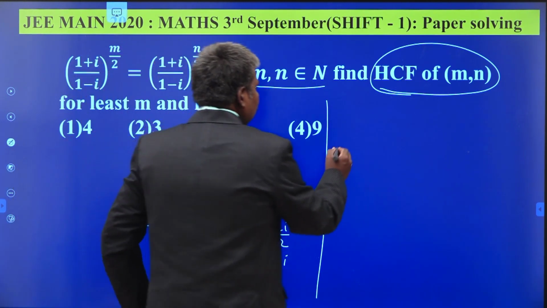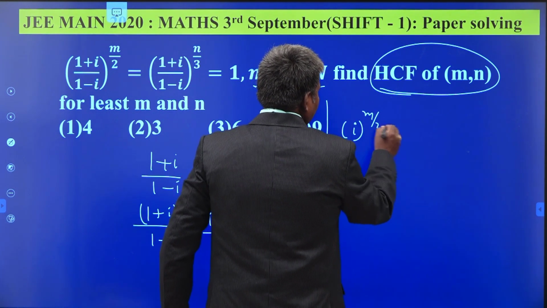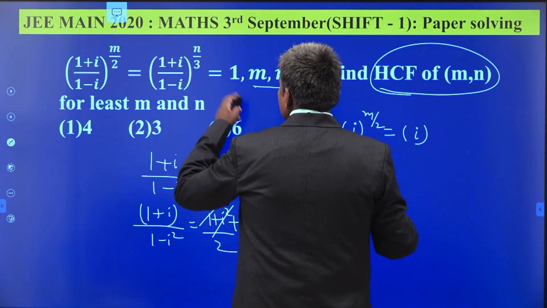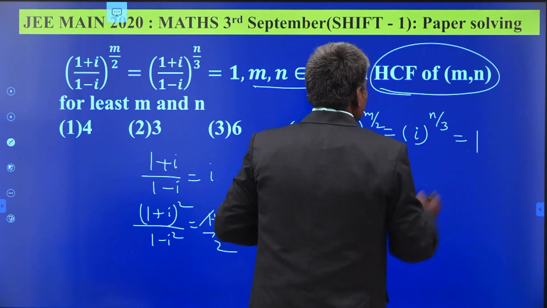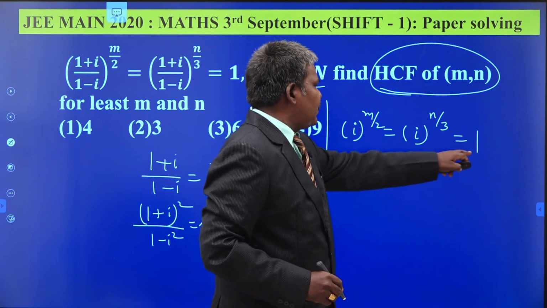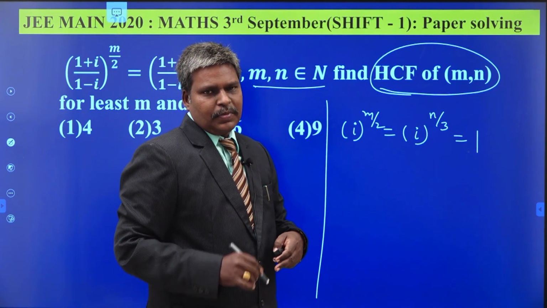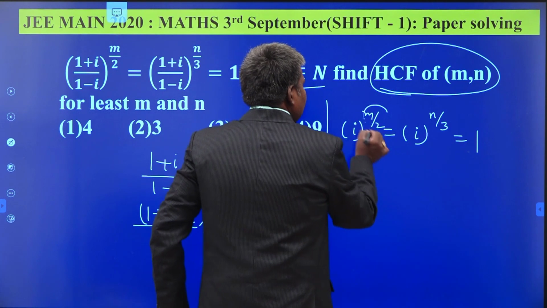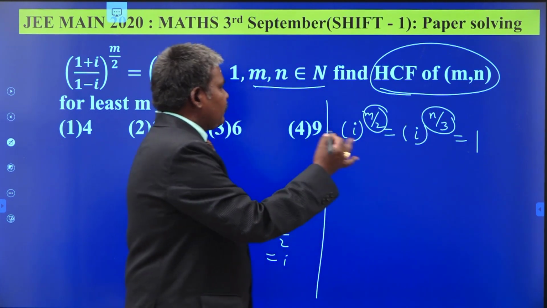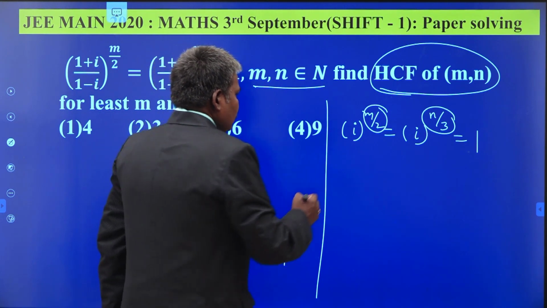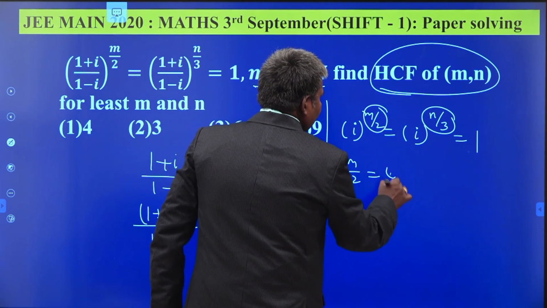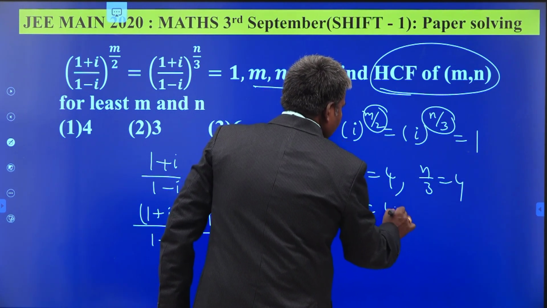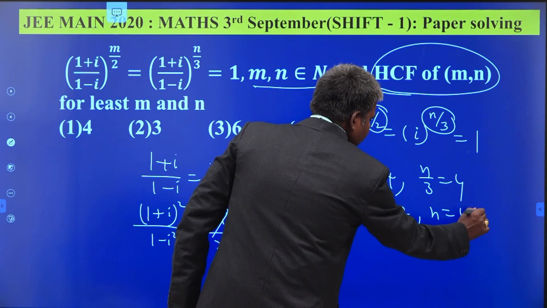So i power m by 2 is equal to 1 plus i by 1 minus i, that is i, whole to the power of n by 3 is equal to 1. i power something must be 1 means the least power is 4. i power 4 is i square whole square, that is nothing but 1. So this must and should be 4, as well as this is also 4 for the least values of m comma n. So m by 2 is equal to 4 and n by 3 is also 4. m is equal to 4 into 2 and n is equal to 4 into 3.